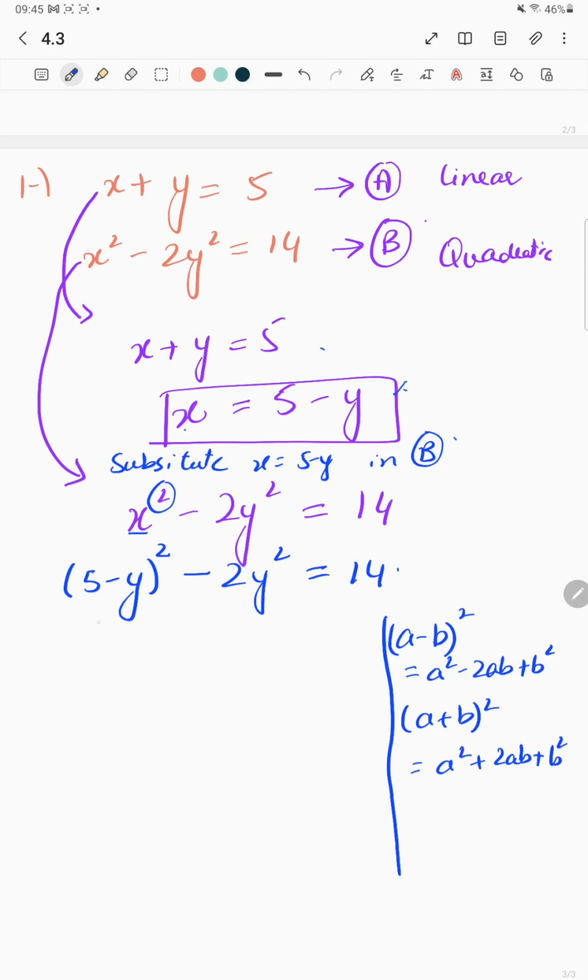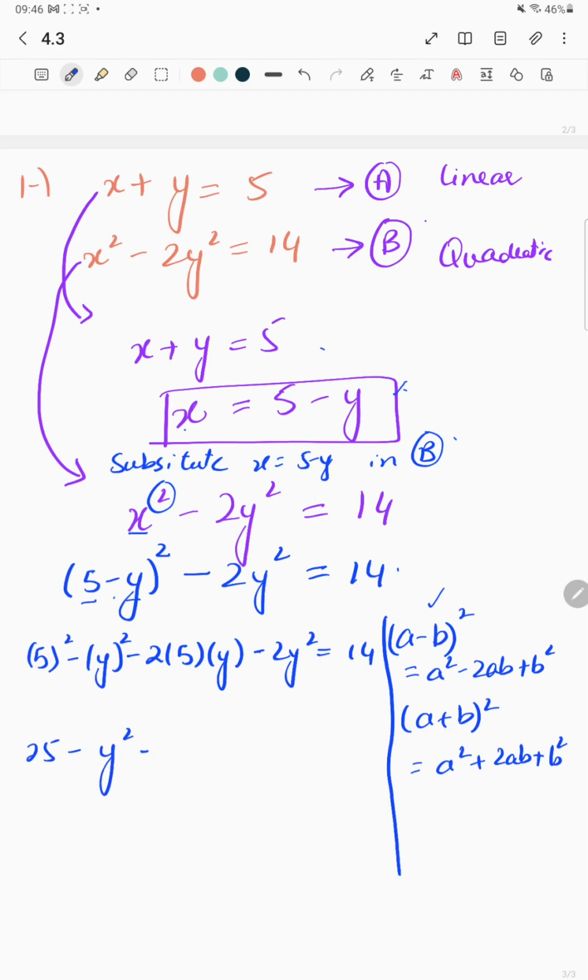So now following this formula, this is (a minus b) whole square. This one formula is applicable. So it's a square, meaning 5 square, minus 2ab, meaning 5 and y, plus b square, minus 2y square, which is equal to 14. So it's 25 minus y square minus 10y minus 2y square, and 14 is going to come over here as minus 14, which is equal to 0.